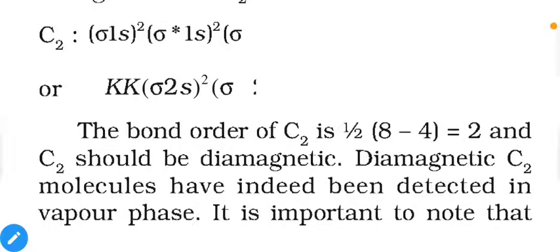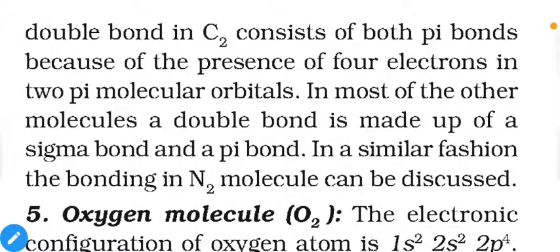Now it is also important to note, the double bond in C2 consists of both pi bonds because of the presence of 4 electrons in 2 pi molecular orbitals. That means the remaining sigma orbitals also contain electrons, but each of them will be cancelled out by the antibonding sigma orbital. That means if electrons are present in sigma 1s, then electrons are also present in sigma star 1s. Similarly, if electrons are present in sigma 2s, then electrons are also present in sigma star 2s. So they will cancel out each other.